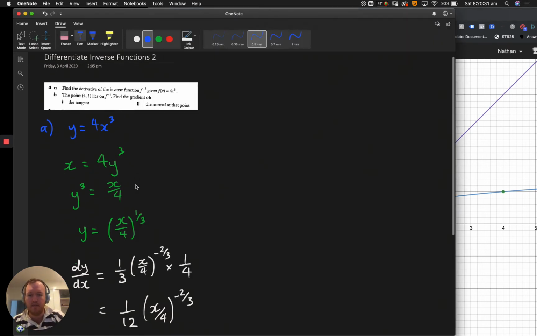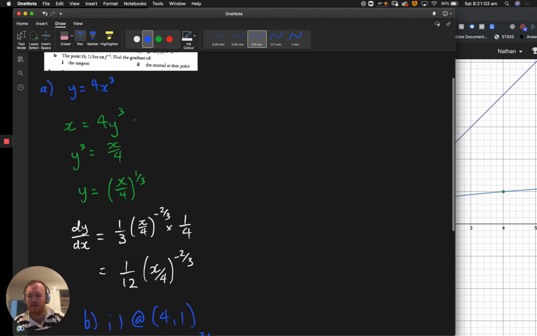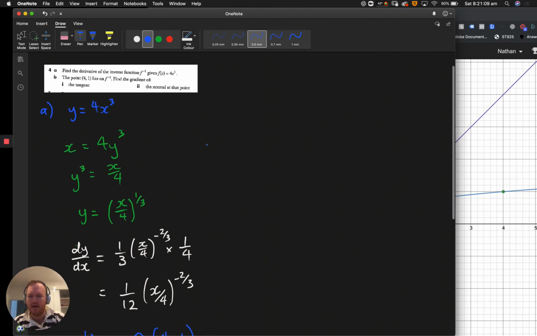Another really important part of inverse functions. So at the point 4, 1, the gradient of our tangent, we're just subbing into here. So subbing in the 4 on 4 to the -2/3, this is nice and easy. This is just 1, and 1 to any power is always going to be 1. So the gradient of the tangent is, nice and simply, 1/12. So that's one way of getting to that, by finding the derivative of the inverse in terms of x. It can get quite messy if you've got to do this. So we do learn a sort of shortcut way of finding the derivative of the inverse.